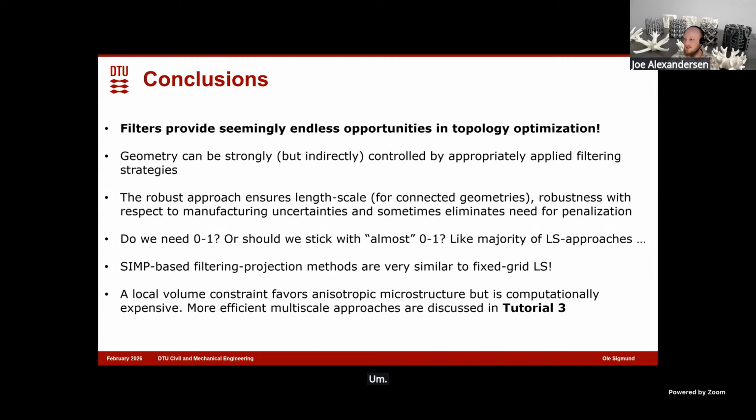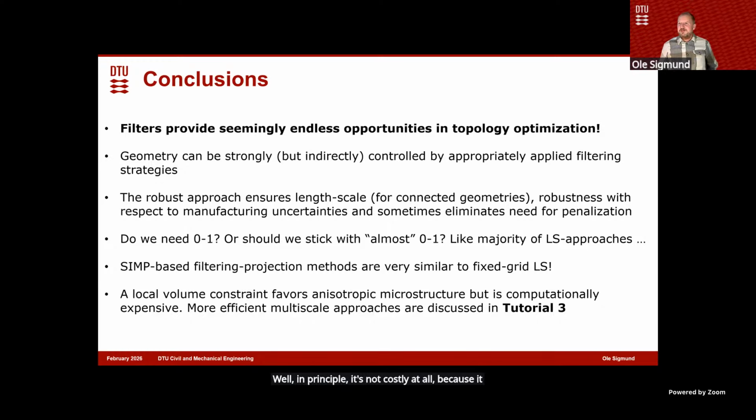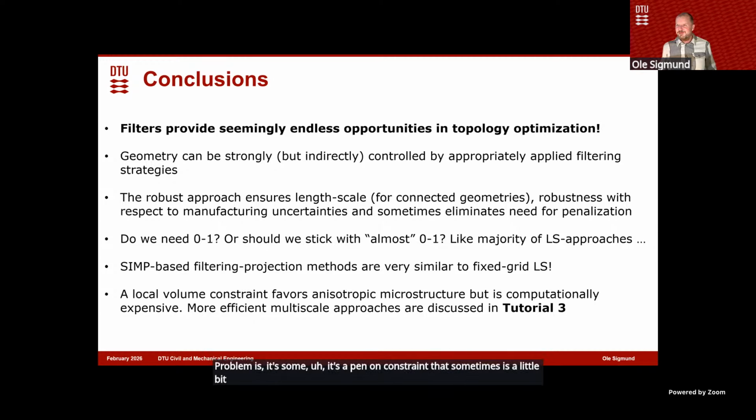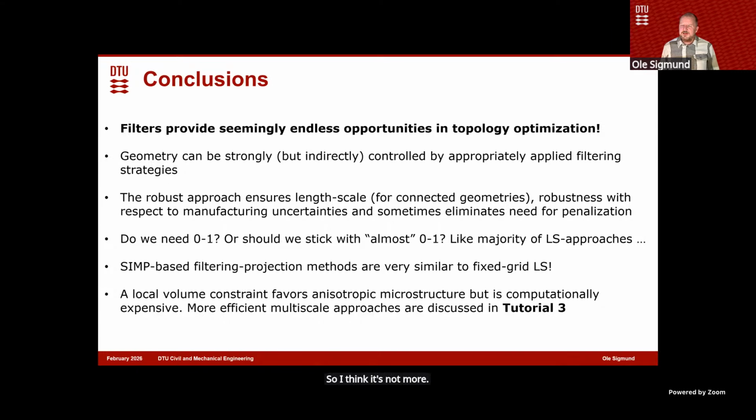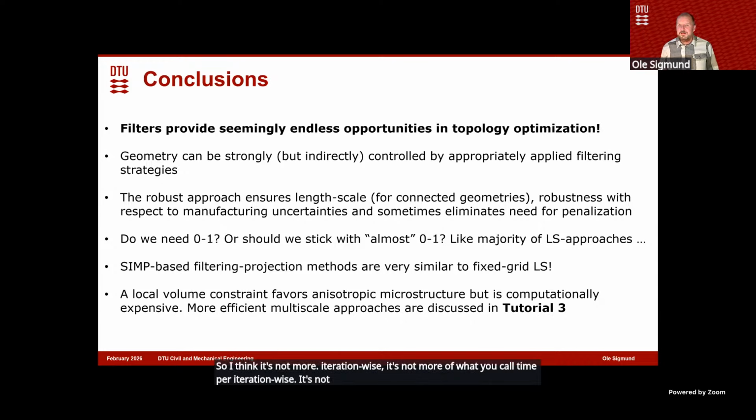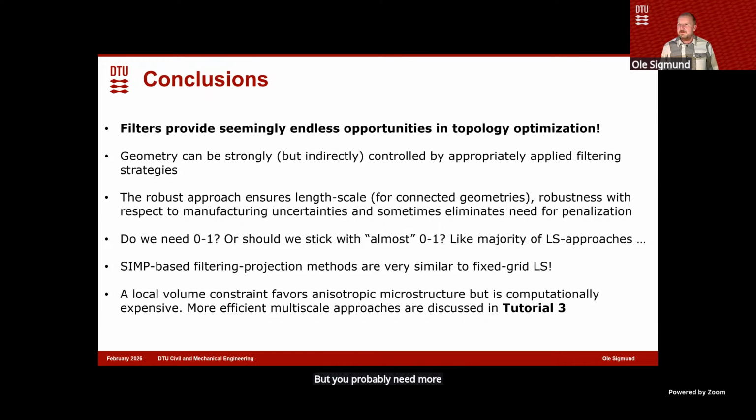How much more costly is the non-local volume constraint? Well, in principle, it's not costly at all because it's just an extra constraint. So it's one filtering step and one additional constraint. The problem is, it's a p-norm constraint that, depending on how high p is, becomes non-differentiable. So you may need more iterations. It's not more expensive time per iteration, but you probably need more iterations to make it converge.